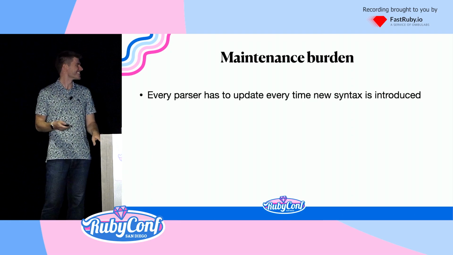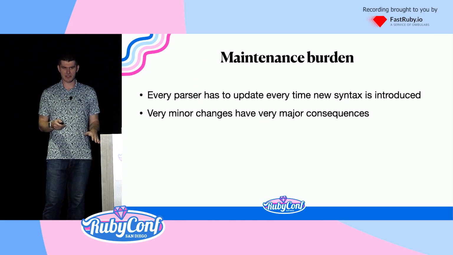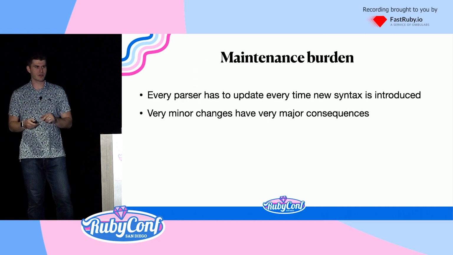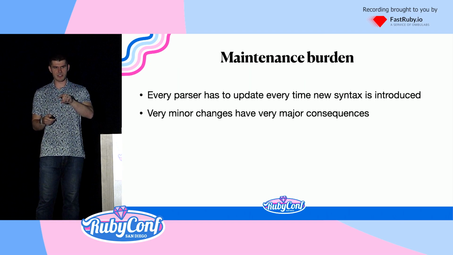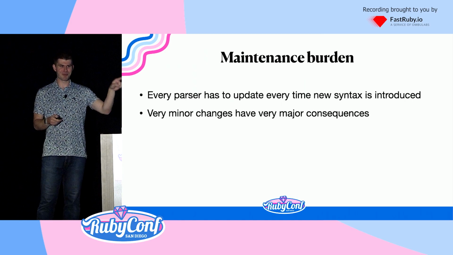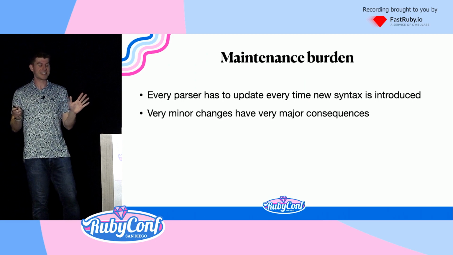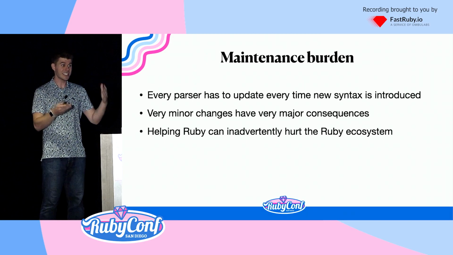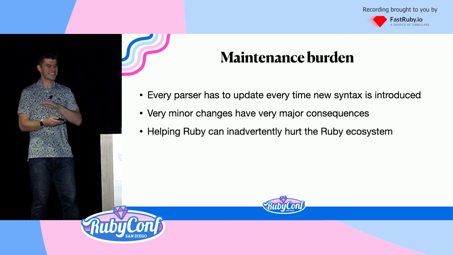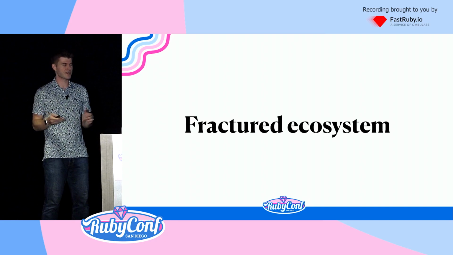This is ridiculous. Very minor changes to the grammar have massive implications around the ecosystem. I was just talking to Vinny, my coworker, who has a bot set up on the parser gem to listen for changes so that he can update Ruby LSP. The parser gem has a bot that listens to changes on parse.y so that they can update the parser gem. This is insanity. Helping Ruby by introducing more syntax, by making things better, can inadvertently hurt the entire ecosystem. This is a terrible situation. This is what leads to what I'm calling a fractured ecosystem.